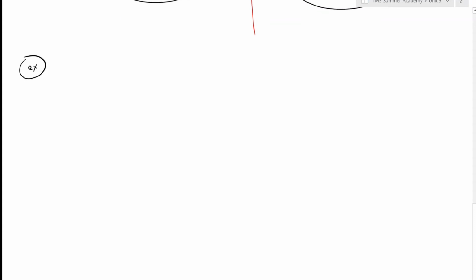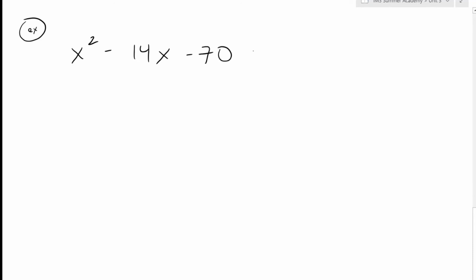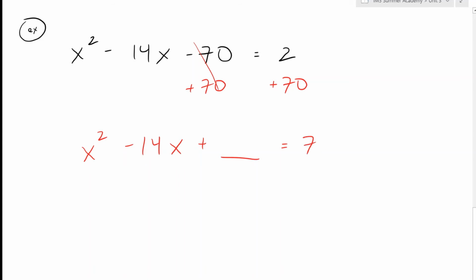So we're going to imagine it tells us to use completing the square. X squared minus 14x minus 70 equals 2. We don't even want it equal to 0. We want it set equal to the constant. So we got to move our constant numbers over. So that's a plus 70. Plus 70. So we've got x squared minus 14x plus a blank, because we know we need that blank eventually. 72 over here, plus another blank.